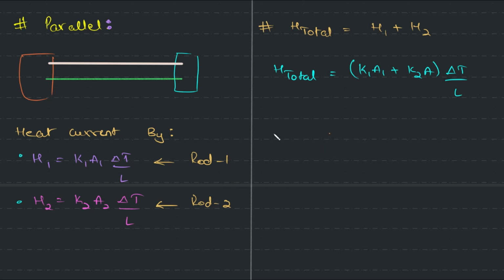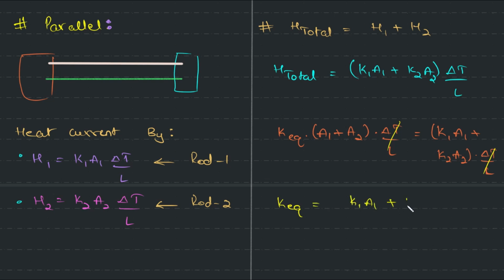So now if I have an equivalent heat, so we have K equivalent, and this should have the sum total of these two areas times delta T by L. That will not change. So this will be K1 A1 plus K2 A2 times delta T by L. So this and this will get cancelled. And then what else can we do? K equivalent, that's it. There's nothing much we can do. K equivalent is equal to K1 A1 plus K2 A2, this entire expression divided by A1 plus A2.